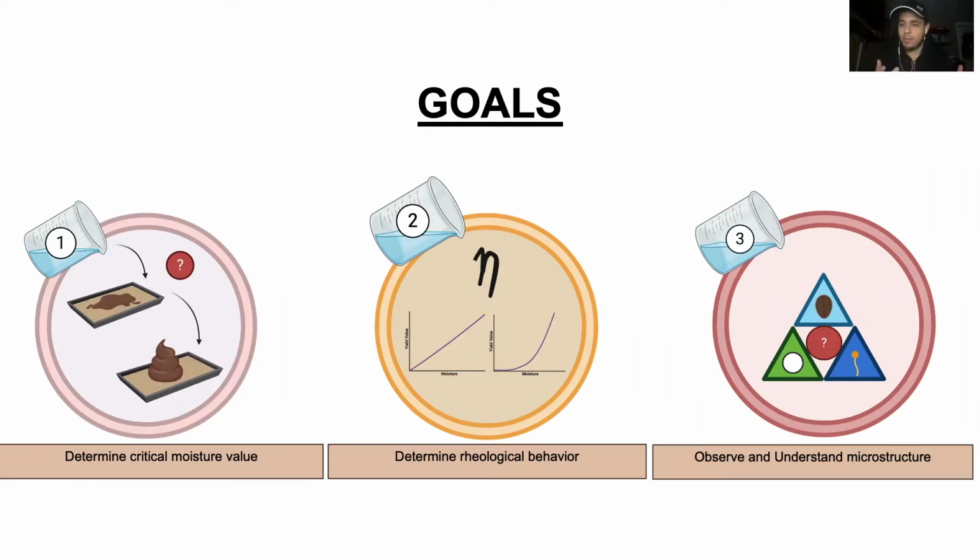Okay, and so the goals for my project are, first and foremost, to determine the critical moisture value that will see the chocolate transform from this more free-flowing fluid to this more paste-like material. I also want to determine the rheological behavior of chocolate when you add water.